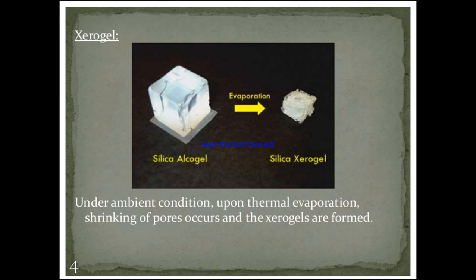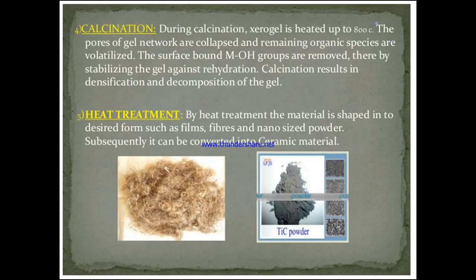When we go with the thermal evaporation, the heating and cooling process, that is evaporation. By evaporating, we get the xerogel, where the morphology goes on changing. You can see the first figure and the second figure: that is the silica alcogel, but we get the silica xerogel. The shape and size change, that is, the morphology has been changed. By the thermal evaporation, shrinkage of pores occurs and xerogel formation takes place.